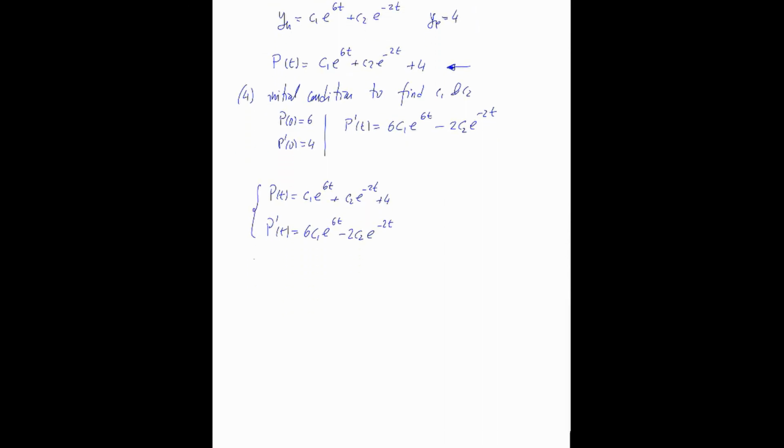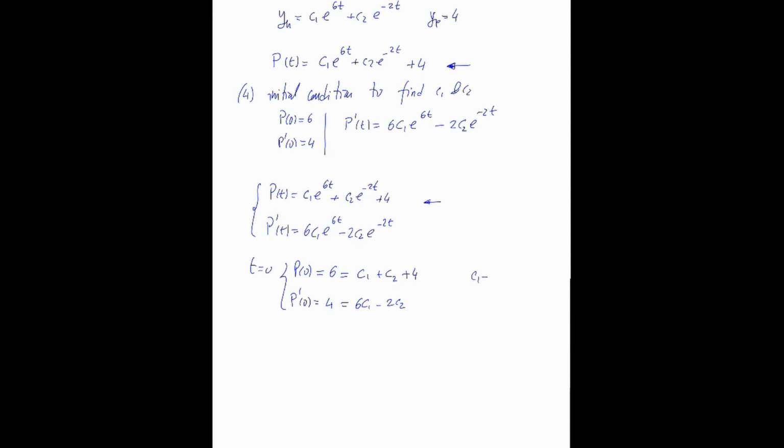So for time equals 0, P of 0 by the problem's statement is 6. But if we replace t by 0 in here, we get c1 times e to the 0, which is 1, plus c2 e to the 0, which is 1, plus 4. And P prime of 0 is equal to, by the problem, 4, but here it is 6c1 minus 2c2. Therefore, we have to solve c1 plus c2, let me move the 4 to the other side, equals 2. And 6c1 minus 2c2 equals 4.